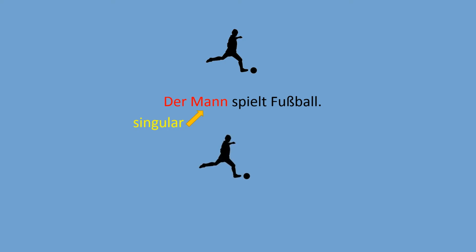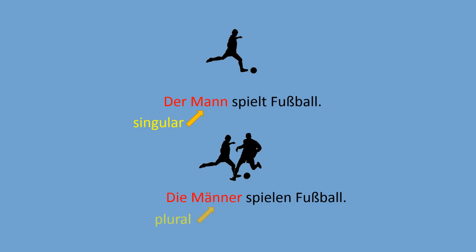Okay, but we can always imagine the situation when two people, two men will play soccer. And we can create a sentence saying, Die Männer spielen Fußball. Now we talk about men, many, and our subject is now used in the plural form. So we do understand that subject and noun may be used in a sentence in singular form or in plural form. And how can we distinguish?